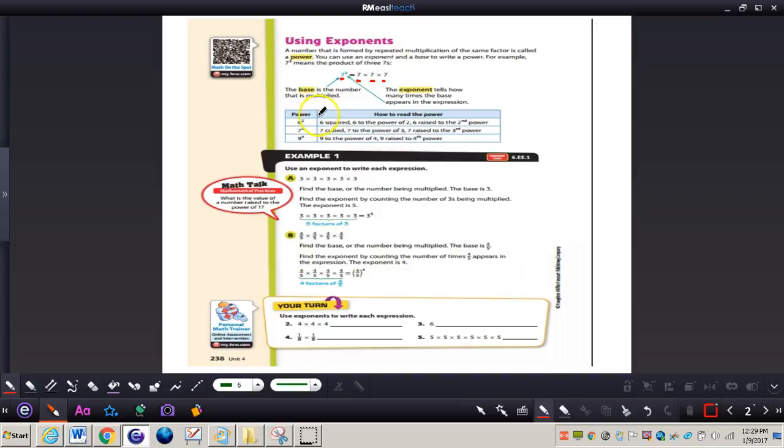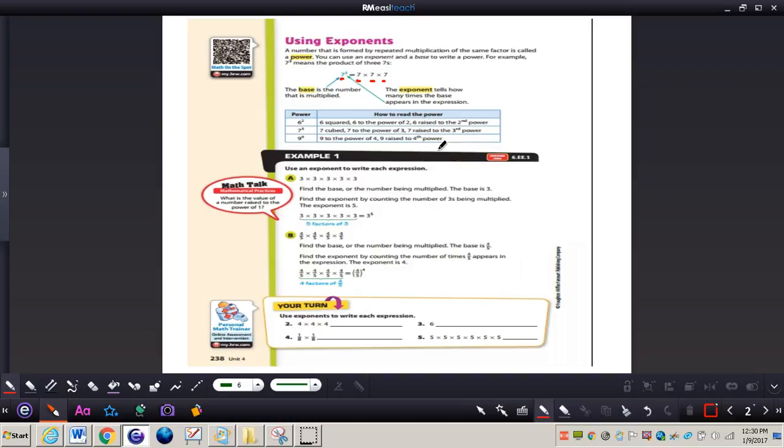So 6 squared, we could read 6 squared, 6 to the power of 2, or 6 raised to the second power. For 7 to the 3, 7 is the base, 3 is the exponent. You could say 7 cubed because the exponent 3 is cubed, 7 to the power of 3, and 7 raised to the third power, different ways of reading this. Now 9 as a base, 4 as the exponent, 9 to the power of 4, or 9 raised to the fourth power, all different ways of saying this.